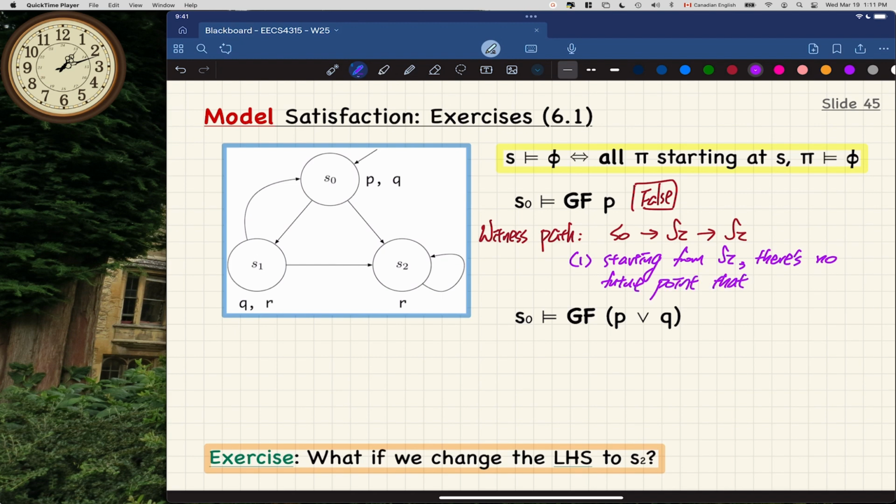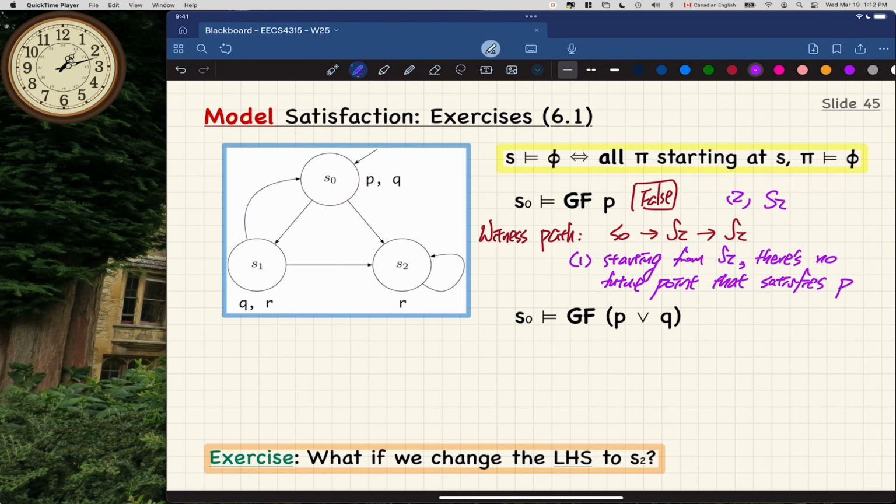That satisfies P. Okay, that's one way to say that. Or another way to say that would be, if I try to get all the paths starting from S2, there's actually only one path because you get stuck there already.